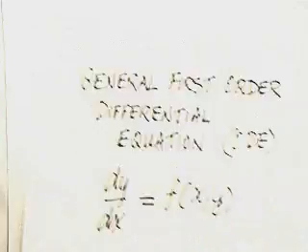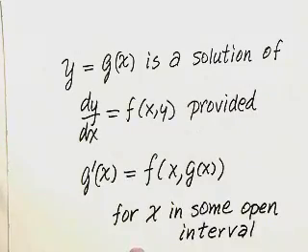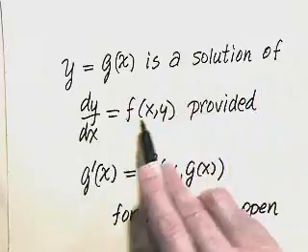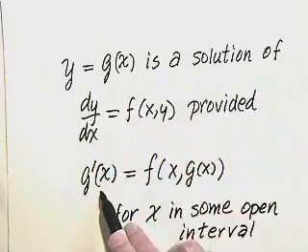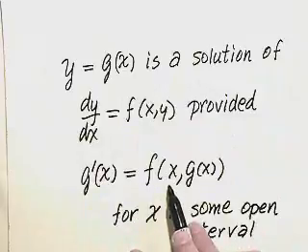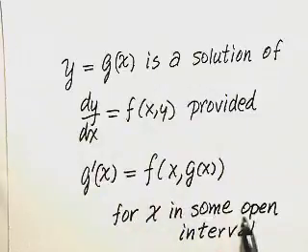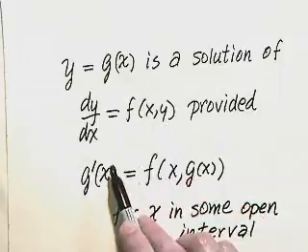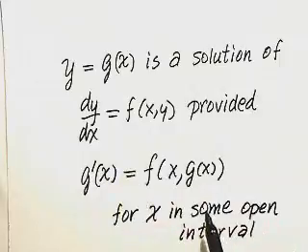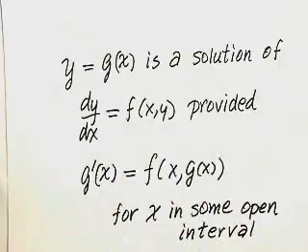To be more specific, y equals g of x is a solution of dy/dx equals f of x, y, provided g prime of x is equal to f of x comma g of x for x in some open interval. That means that when you replace the y by g of x, and everywhere you see y prime you replace it by the derivative of g, you actually get a true equation for all x in some open interval.